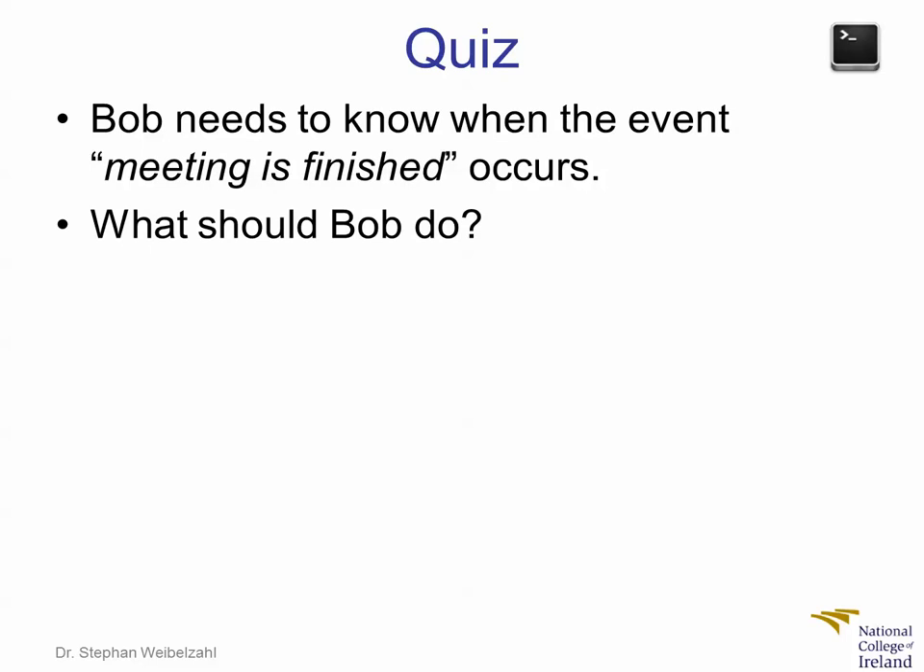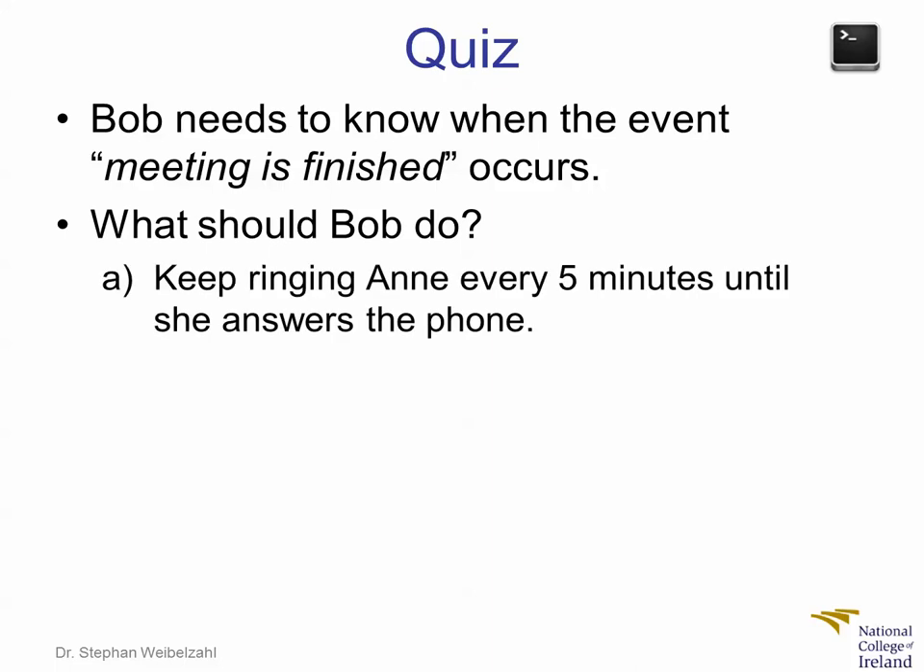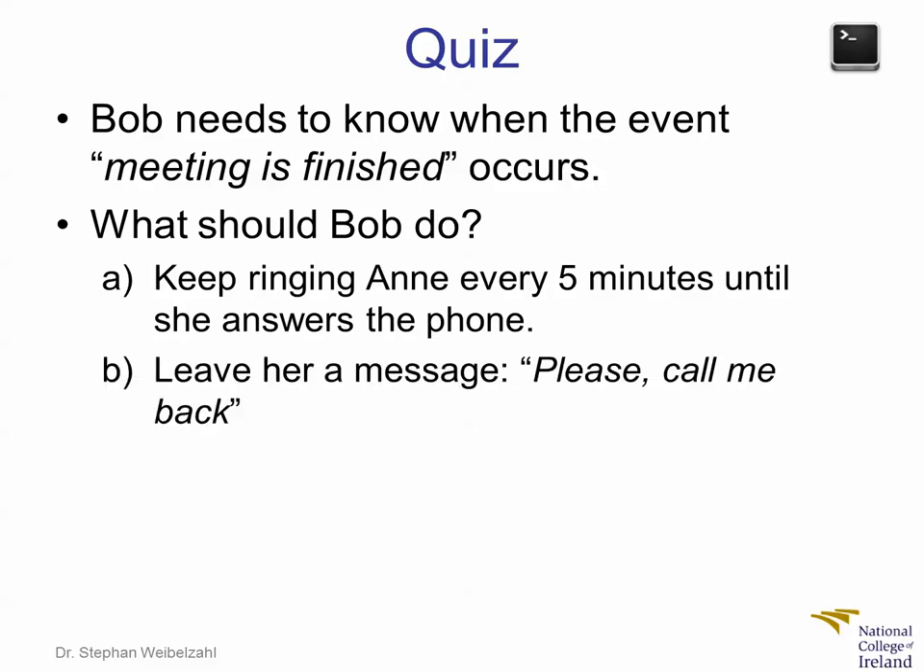This brings us actually to our first quiz. So Bob needs to know when the event meeting is finished, if we call this an event, when this event occurs. What should Bob do? Well, you have two options here. Either Bob could keep ringing Anne every 5 minutes until she answers the phone. Or secondly, he could leave her a message saying, "Please call me back." Which do you think would be the best option for Bob to do?